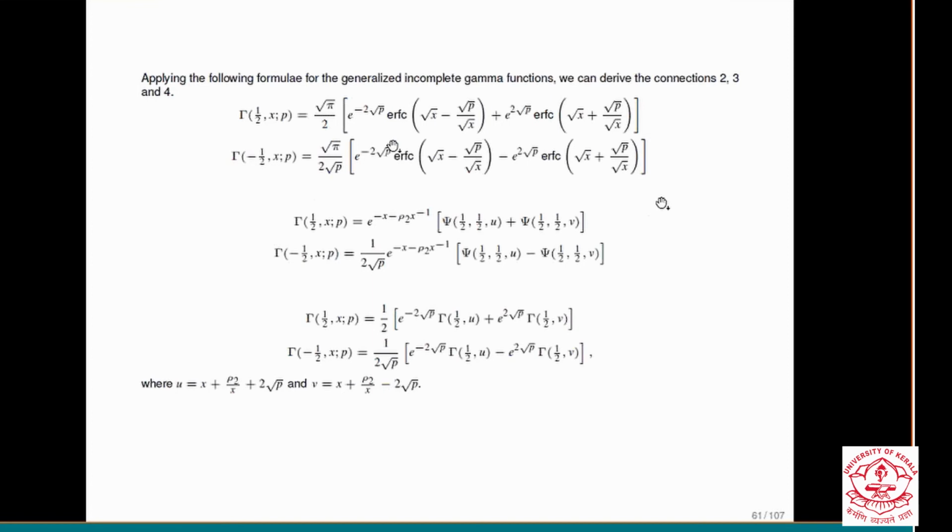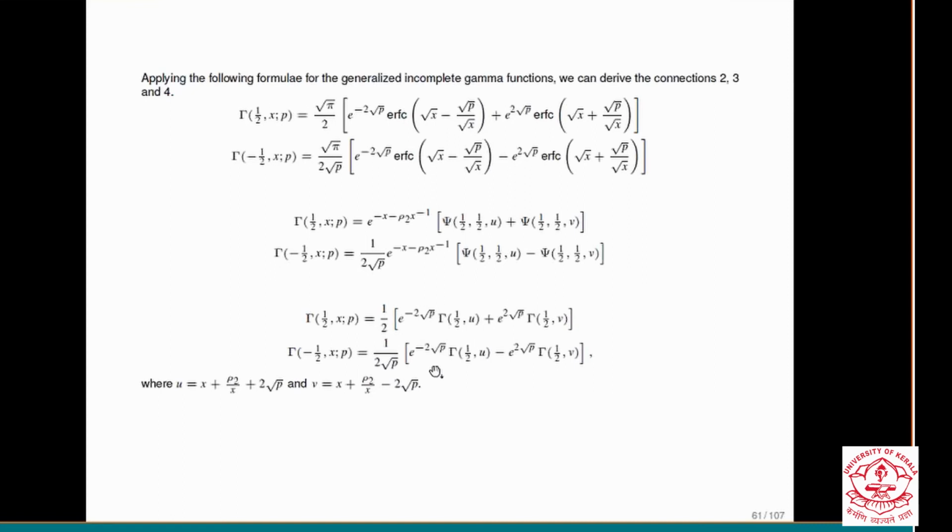So this is your error complementary function, and this can be written like this. Okay, and this can also be put into this form. This gamma is here, half x p semicolon p, gamma minus half x p. This is given by this. Ultimately, here we can write, finally, we obtain the result: e raised to power minus 2 under root p, and gamma 1 upon 2u, and this is your e square under root p, and gamma 1 upon 2, this is gamma 1 upon 2p. So these are the two results.